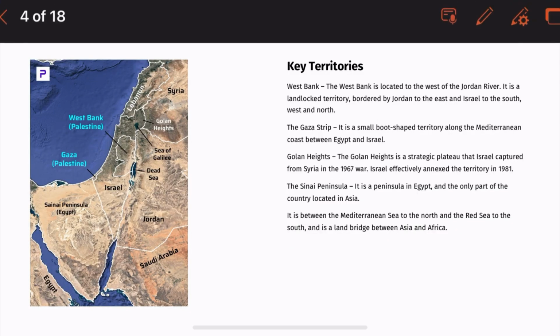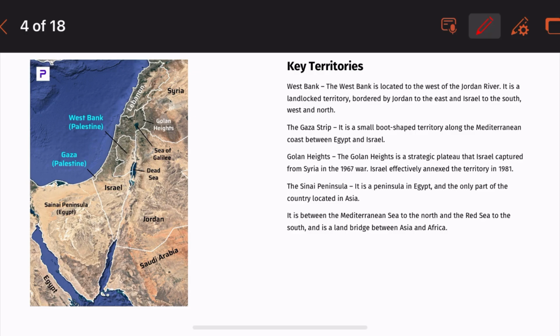So remember the map. This is very important for prelims. The West Bank is located to the west of the Jordan River. Here you have Israel, and towards the east you have the Jordan River and Jordan, which is a landlocked country. There is no sea here. Jordan is to the east and Israel to the south.